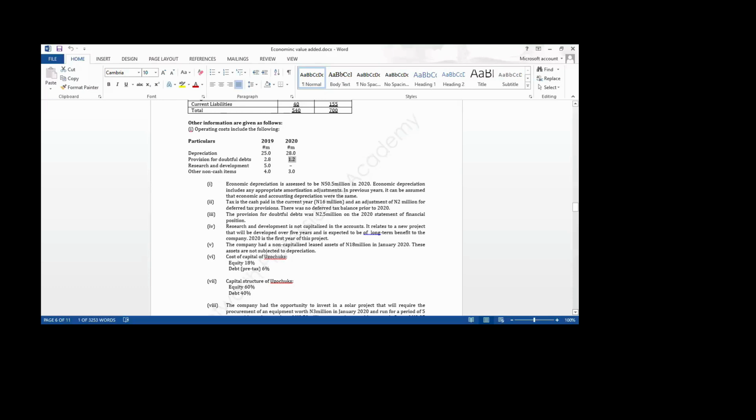Note number 5. The company had non-capitalized lease assets of 18 million in 2020. These assets are not subjected to depreciation. Note number 6. Cost of capital of Uzochukwu. Cost of equity 18%. Debt pre-tax 6%. Capital structure, equity percentage 60%, debt 40%.